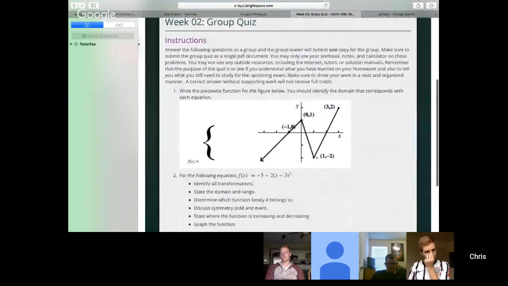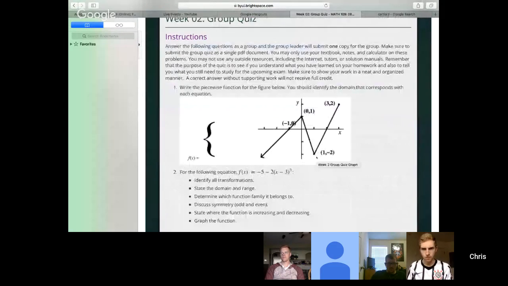Okie dokie. Group quiz. Answer the following questions as a group, and the group leader will submit one copy for the group. Make sure to submit the group quiz as a single PDF document. You may only use your textbook, notes, and a calculator on these problems. You may not use any outside resources, including the internet, tutors, or solution manuals. Remember that the purpose of this quiz is to see if you understand what you have learned on your homework, and also to tell you what you still need to study for the upcoming exam. Make sure to show your work and to be neat and organized. A correct answer without supporting work will not receive full credit. Simple enough.